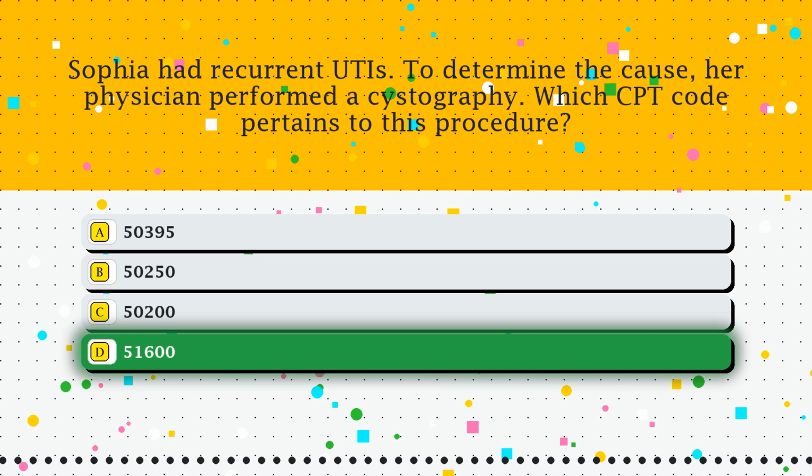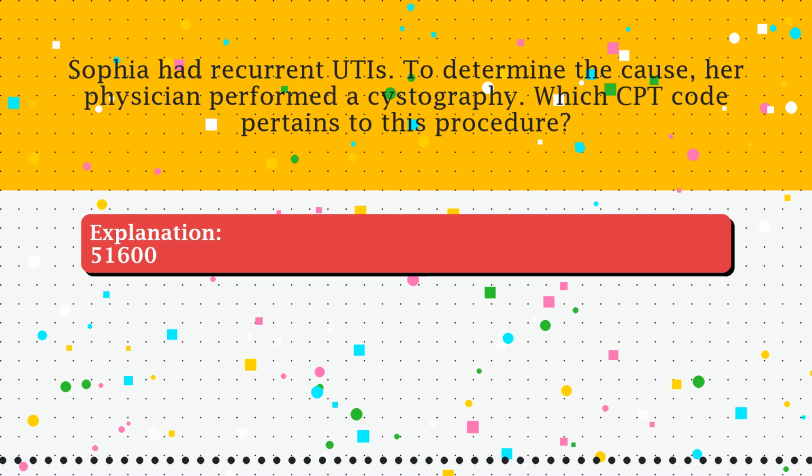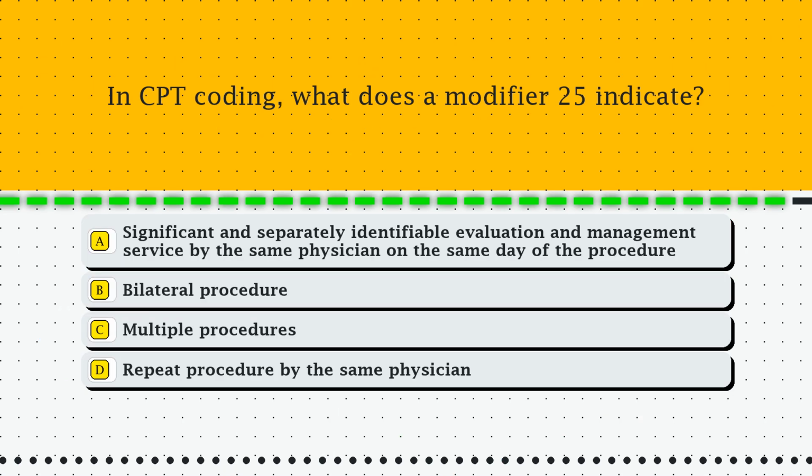The correct answer is option D, 51,600. Question 279. In CPT coding, what does a modifier 25 indicate? Option A, significant and separately identifiable evaluation and management service by the same physician on the same day of the procedure. Option B, bilateral procedure. Option C, multiple procedures. Option D, a repeat procedure by the same physician.